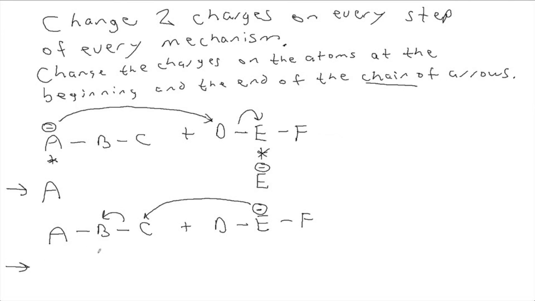So who are the two atoms whose charges we're changing? E and B. What will be their new charges? E will have a 0 charge, and B will have a negative charge. Excellent. Great.